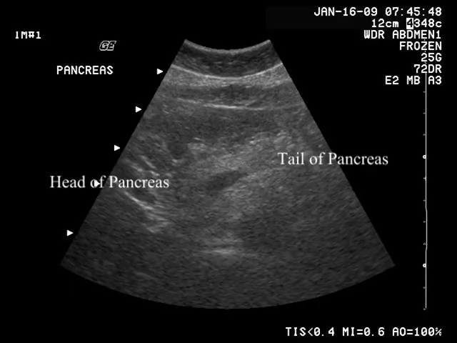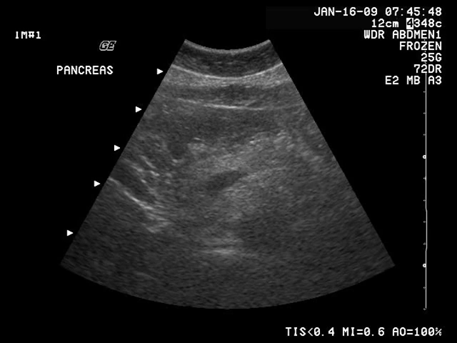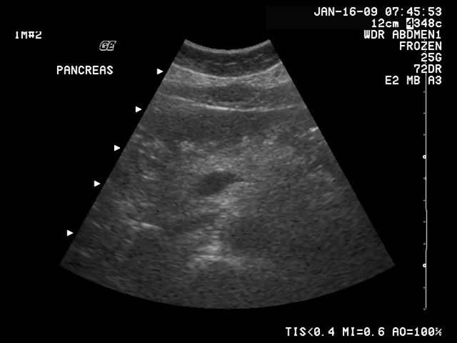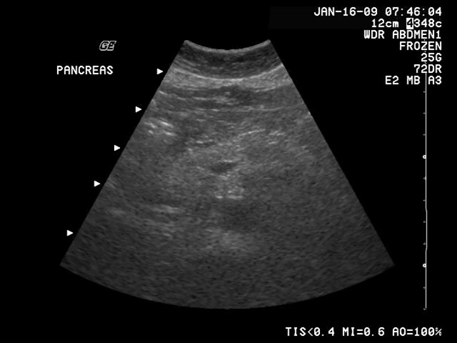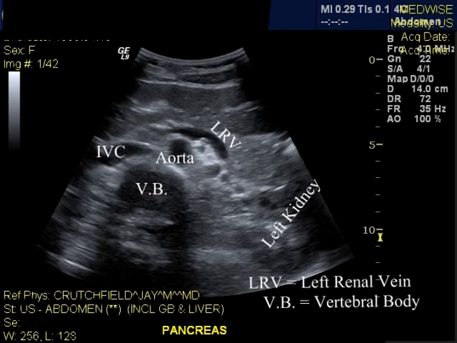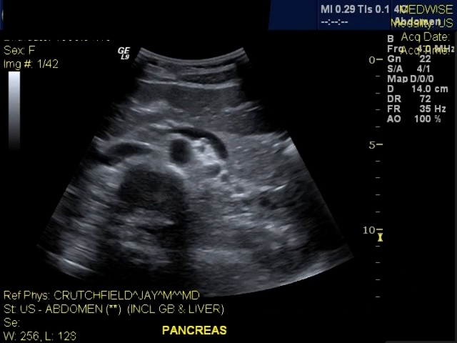Here, the head and tail of the pancreas are clearly delineated. The head and tail wrap around, in this case, the portal vein. You can see the lobulations within the tail of the pancreas very clearly, and the fatty nature. A portion of the splenic vein is seen as well as the portal vein. Here, all of the images are labeled: the vertebral body, along with the kidney, the aorta, the inferior vena cava, and the left renal vein.